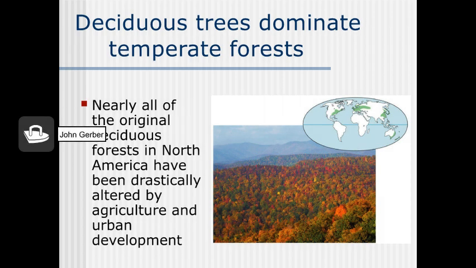Deciduous trees, or trees that drop their leaves in the wintertime, dominate these temperate forests. Originally, the deciduous forests of North America were quite extensive. Today, they've been rapidly changed by agriculture and urban development.